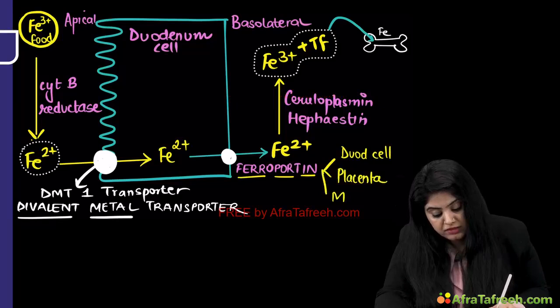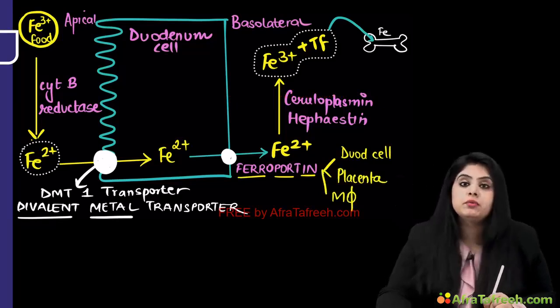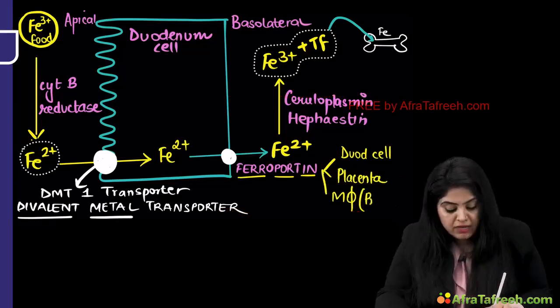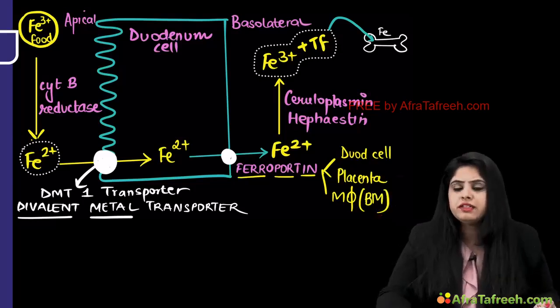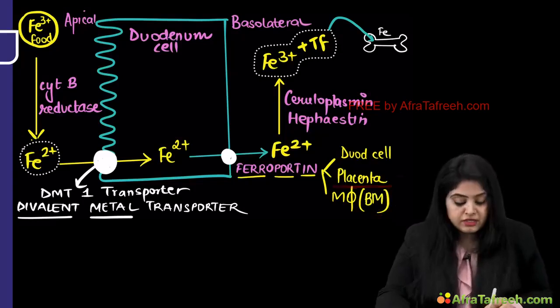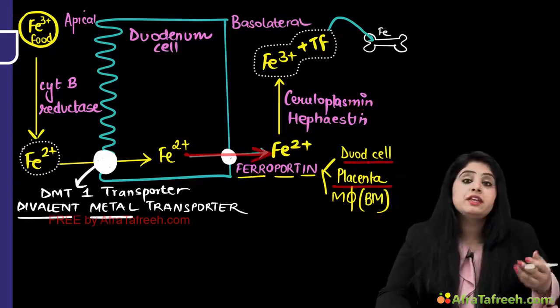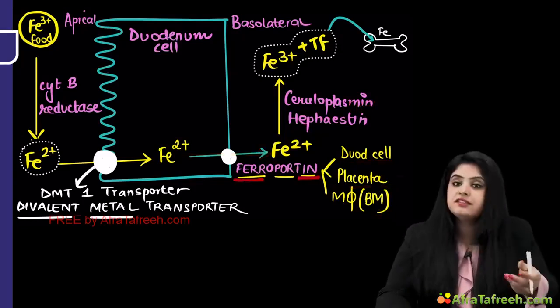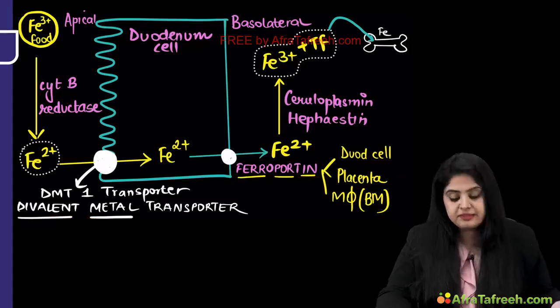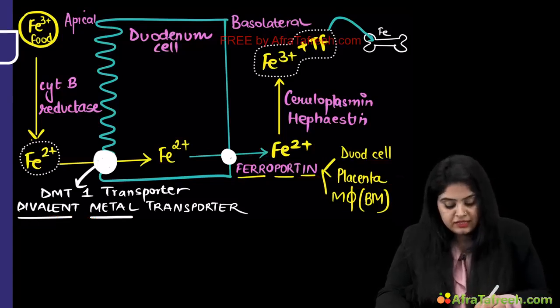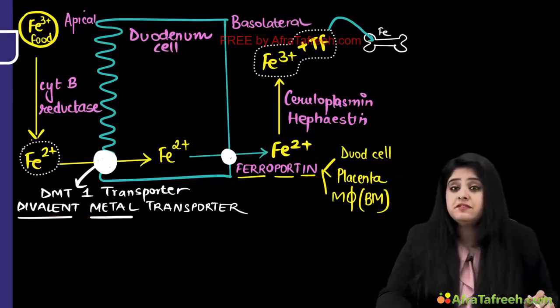It is also present in the macrophages of the bone marrow. So remember, don't you think the bone marrow macrophages also have to give iron to cells? Then the placenta also needs iron. The duodenum also has to get iron in. So wherever you want to give iron inside the body, you will use ferroportin. So ferroportin is present in macrophages, placenta, as well as the duodenal cells. This one chart is very, very important.